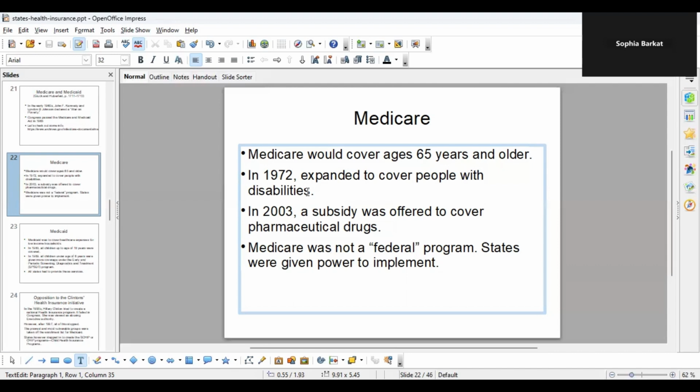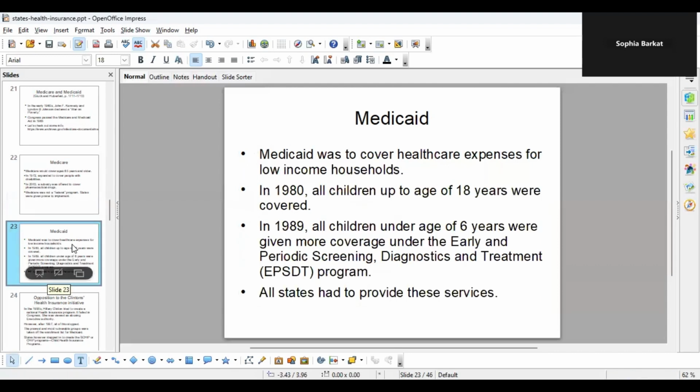Medicare is supposedly not a federal program in the sense it's not just federal. States were given power to implement as well. Medicaid. Medicaid was to cover healthcare expenses for very low income households. In 1980, all children up to age of 18 years old were also covered.